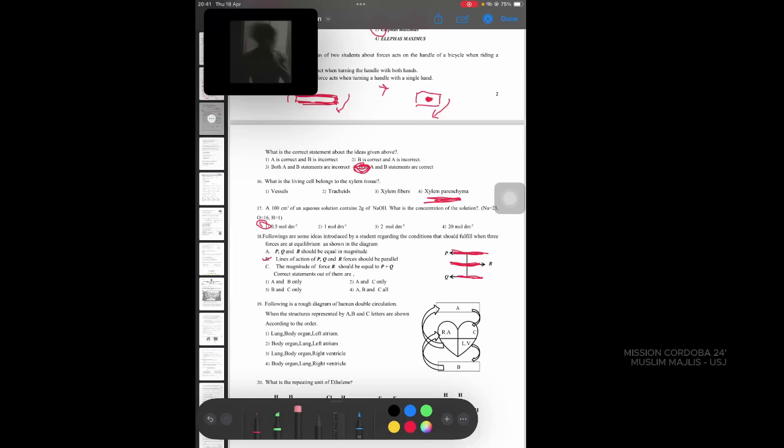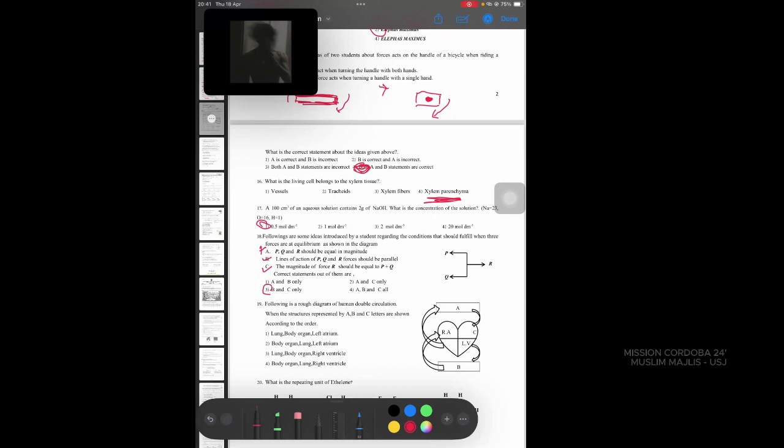Wrong. P plus Q should be equal to R. I mean, that's common sense now. P plus Q should be equal to R, not P equal to Q equal to R. That's wrong. So this is wrong, and this is correct. So B and C are correct. The answer is answer number 3.